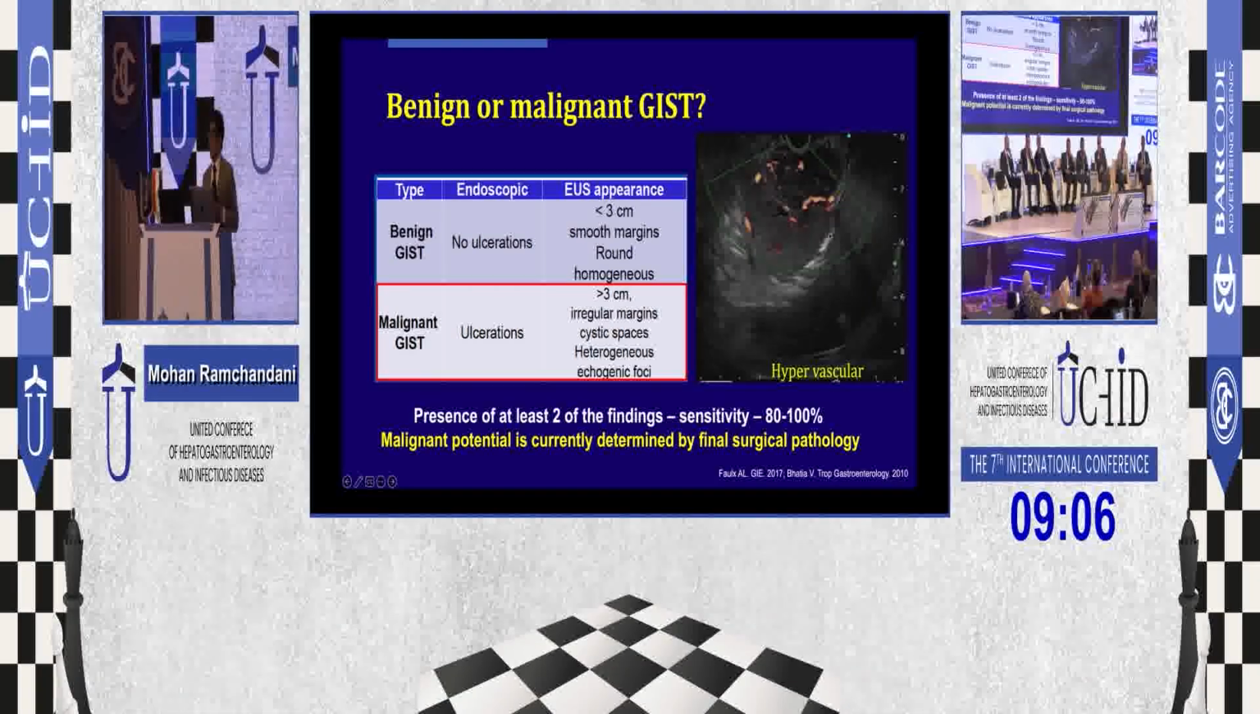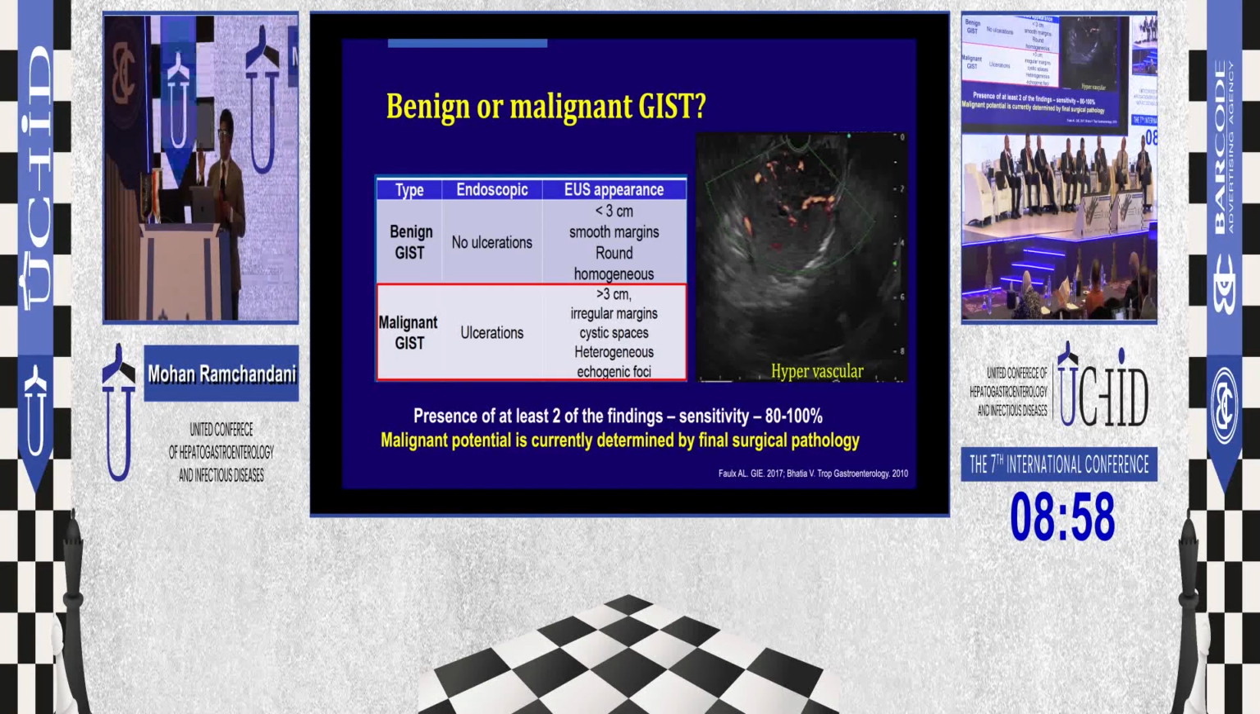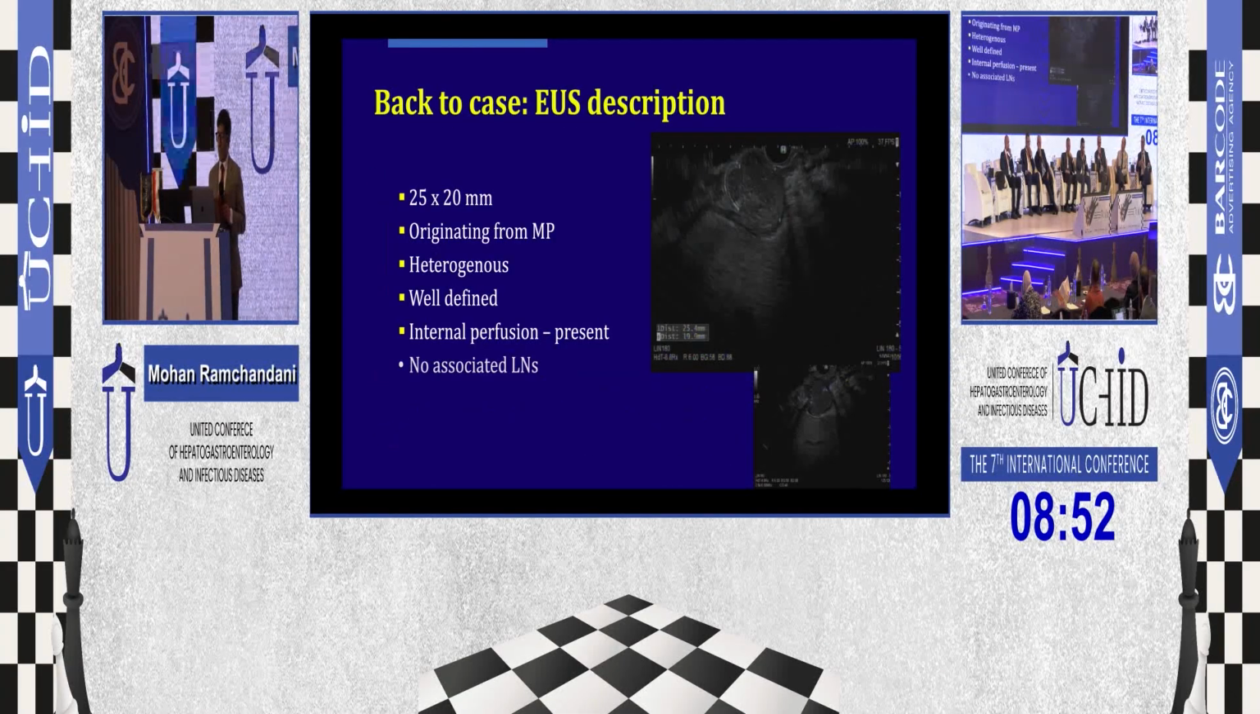As soon as you have a doubt that this GIST is malignant, it rules out endoscopic treatment. Go for surgery. So endoscopic ultrasound tells us which layer, what the echogenicity is, and whether it is malignant or not. In our case, we did endoscopic ultrasound of around a 25 millimeter mass.